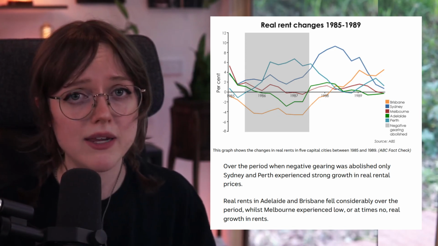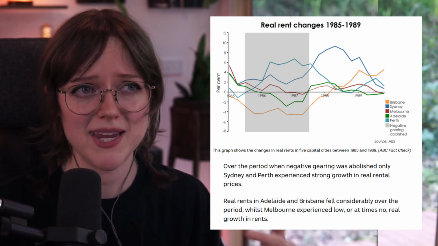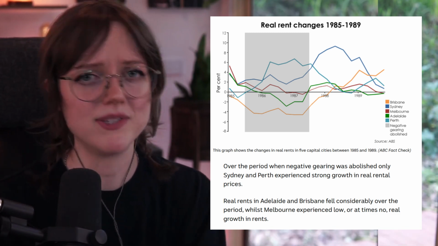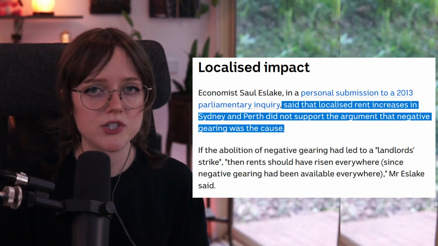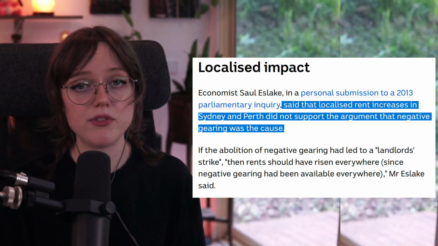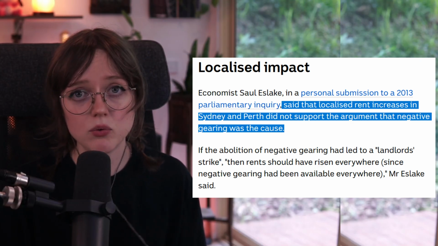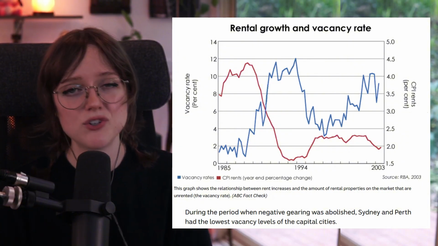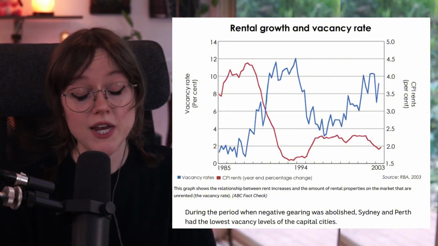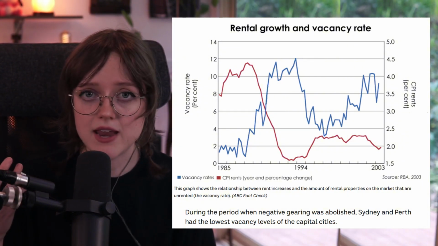Now, if that were true and it were the result of negative gearing being scrapped, you would expect to see that across the board. But the increases in rental prices were confined to Sydney and Perth. And actually, there was a decline in rental prices in Adelaide and Brisbane, and Melbourne stayed relatively the same. Some economists have gone on to state that the rises seen in Sydney and Perth at the time weren't actually related to negative gearing at all, but other factors. It was even chalked up to the general expected fluctuation and interaction between vacancy rates and rental costs.